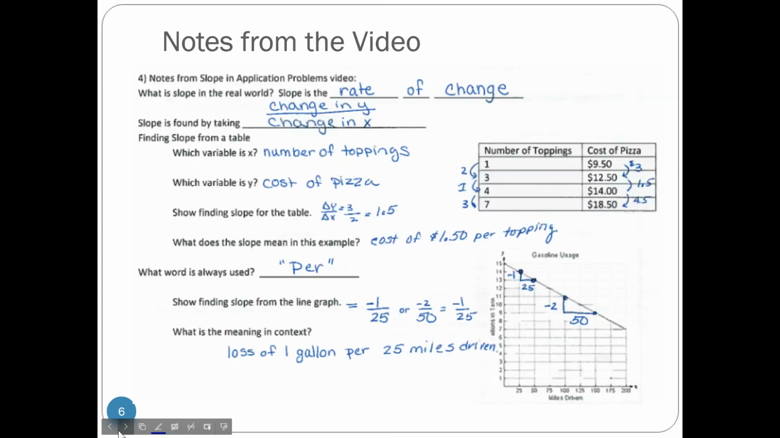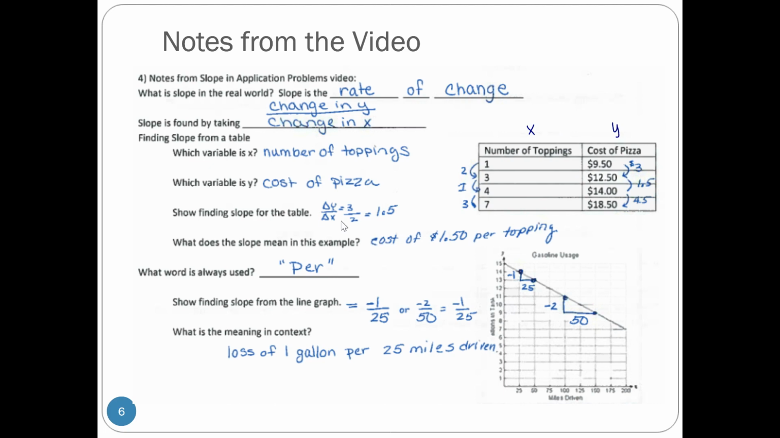So we have yet another example from our video, which reviewed for us that slope is the rate of change, that it's found by taking the change in y over the change in x. We have talked about previously that x always comes first. So in our data, x is the number of toppings, y is the cost of the pizza.